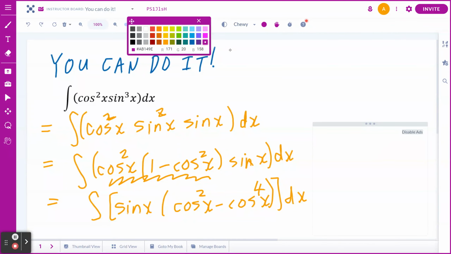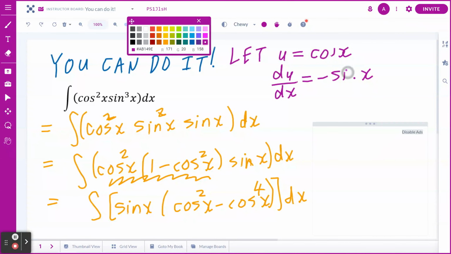Now, look what happens. Here comes the substitution. Let u equal cosine x. And the reason why you want to do that is because when you find du by dx, which is finding the derivative of u with respect to x, this would give you negative sine x. Or if you isolate for sine x dx, this is going to be negative du.